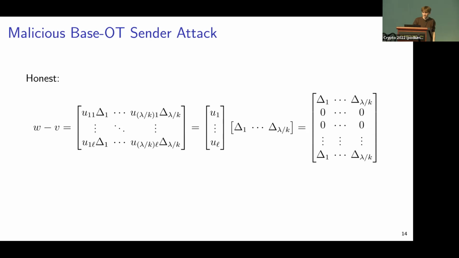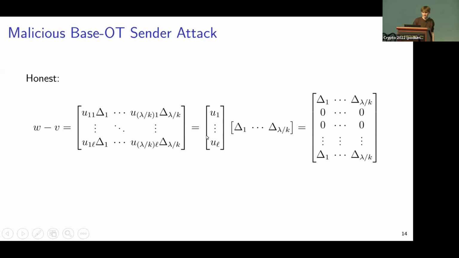When the base OT sender behaves correctly, we get the correct result. If we call this the correlation here, we get the correct result, which is the outer product of the u's and deltas. Or you can write it out as: when u is 1, that's deltas in the row, and in other rows it's zeros. There's never any mix of a row having some deltas and some not when you're looking at the difference between w and v. So this is what happens if the OT extender behaves correctly.